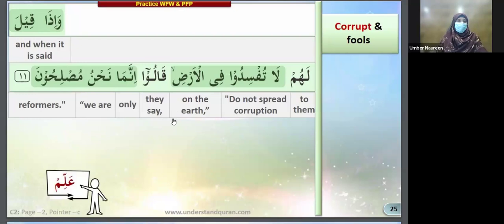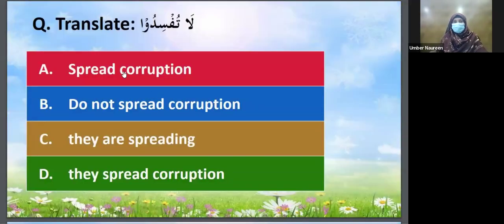So now it's your turn. Alim. If anybody wants to revise this, you can raise your hand. Sister Zara, are you here for revising? And when it is said, lahum, to them, la tufsidu, do not spread corruption, fil ardi, on the earth, qalu, they said, innama, only, nahnu, we are muslihun, reformers. Thank you. So now answer me in the chat box.